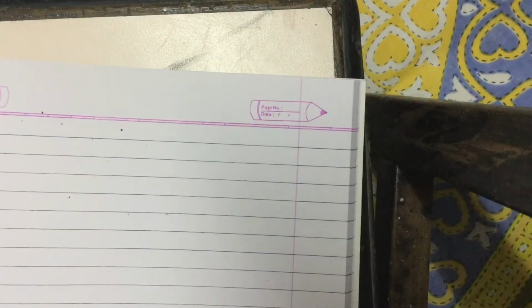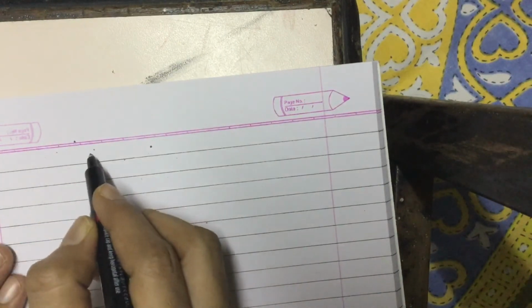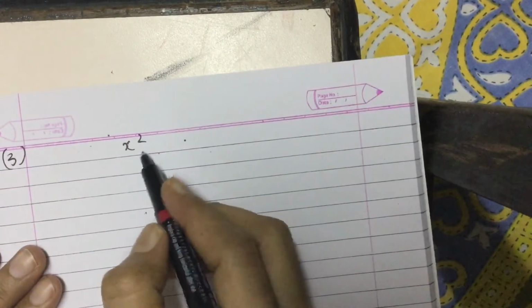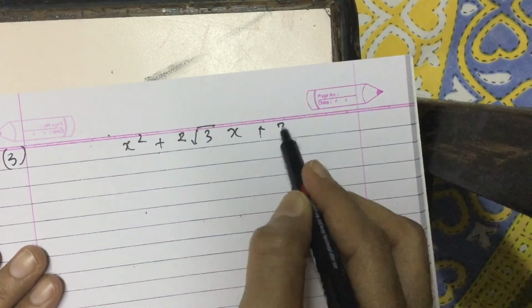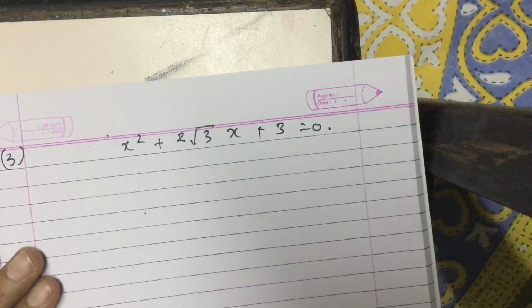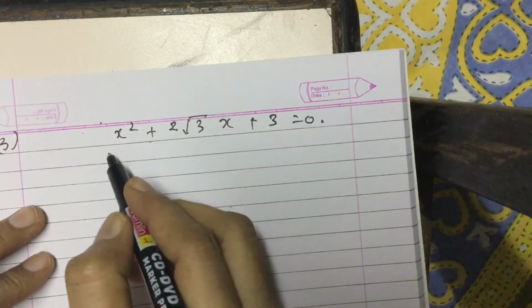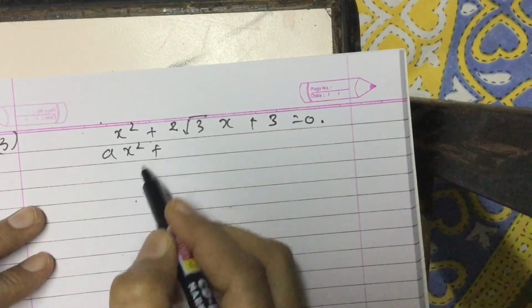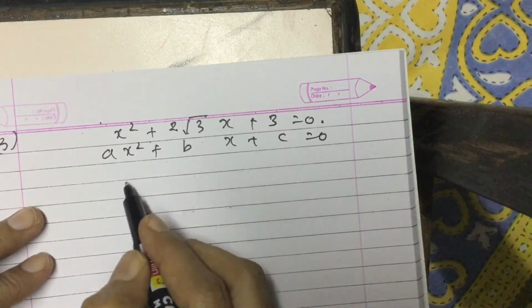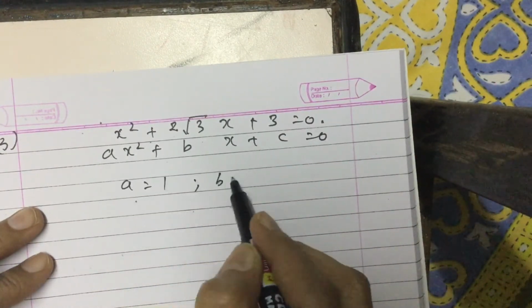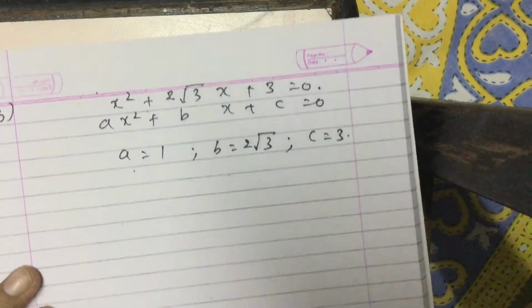So let's start with the question. Our equation is x² + 2√3x + 3 = 0. If I compare with the standard equation form ax² + bx + c = 0, a is equal to 1, b is equal to 2√3, and c is equal to 3.